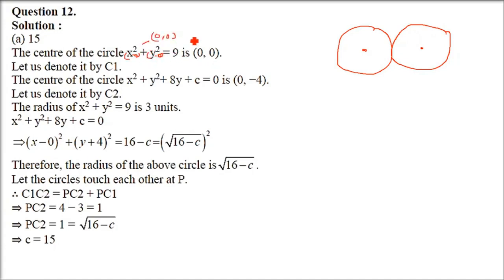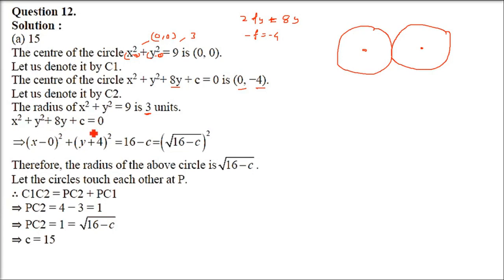So for one circle, x square plus y square equals 9, the center is 0, 0 and the radius is 3. How about the other one? Since we have no 2gx term, g is 0, so the center x is 0. Compare 8y with 2fy, so you get f as 4. But the center is minus f, so the center is 0, minus 4. So now the center is also known.